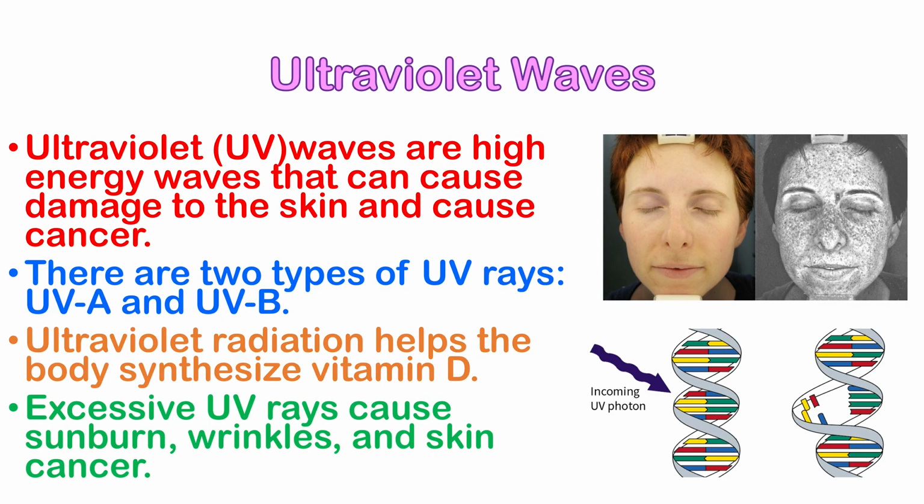Ultraviolet waves, all right, they're high energy waves. They can cause damage to the skin, they cause cancer, they can cause DNA damage. You've got two types of UV rays, UVA and UVB. You do need some ultraviolet radiation to help you synthesize vitamin D in the body. Too much is going to cause sunburn, wrinkles, skin cancer, freckles, moles, all that stuff.